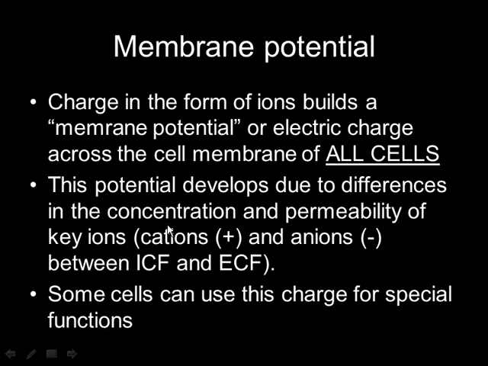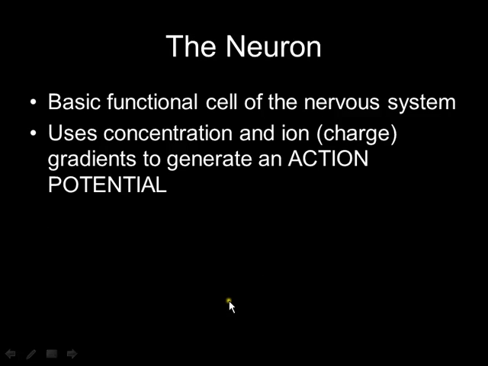So what is sodium? Na plus. Yep, Na positive. How about chloride? Cl minus. How about potassium? K plus. Yep. So what would potassium be? An anion or a cation? Cation. What would chloride be? Anion. What would sodium be? Cation. How about calcium? Ca plus plus. Two pluses. What's that? It's a cation. Okay. Some cells will use that special charge for special purposes, like the neuron.